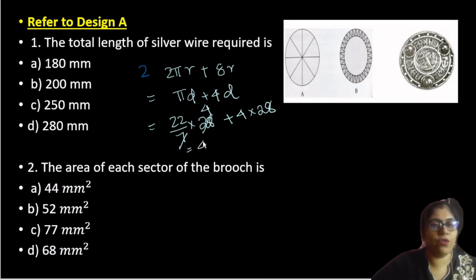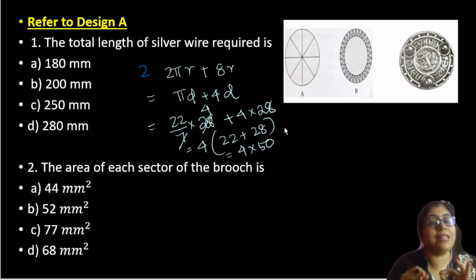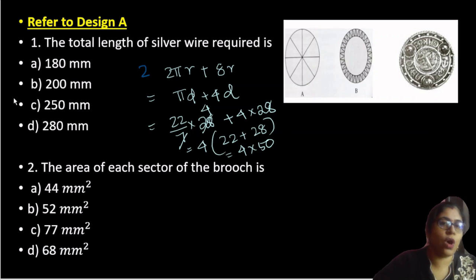So if we take 4 common, then it will be easy to calculate. So this is 4 into 50. So 200 mm is the length of entire silverware. So option B is the right answer here.